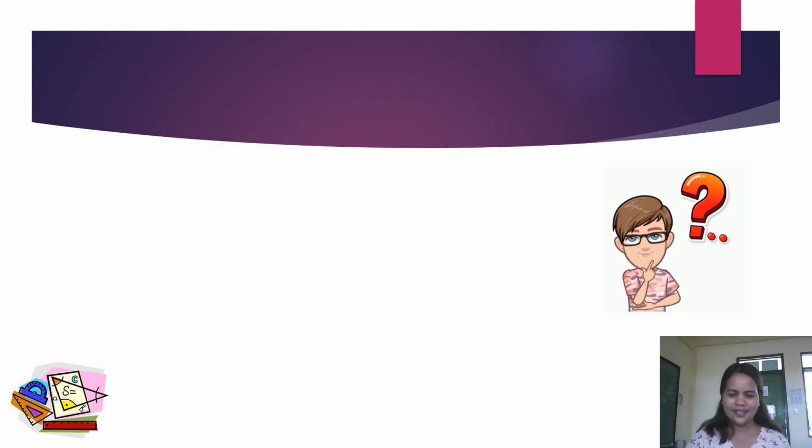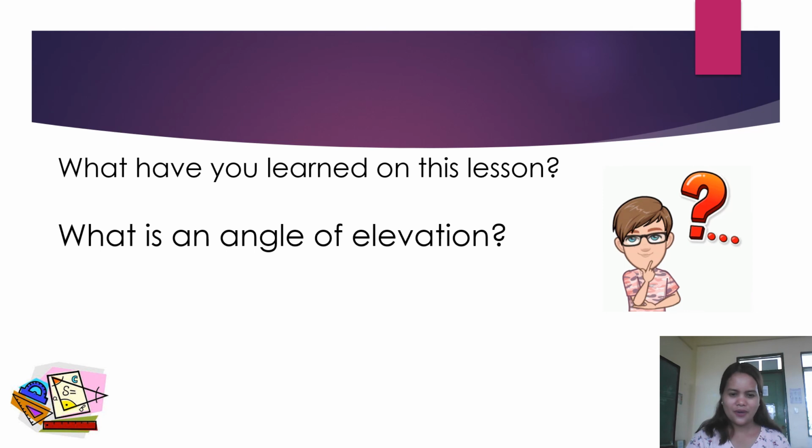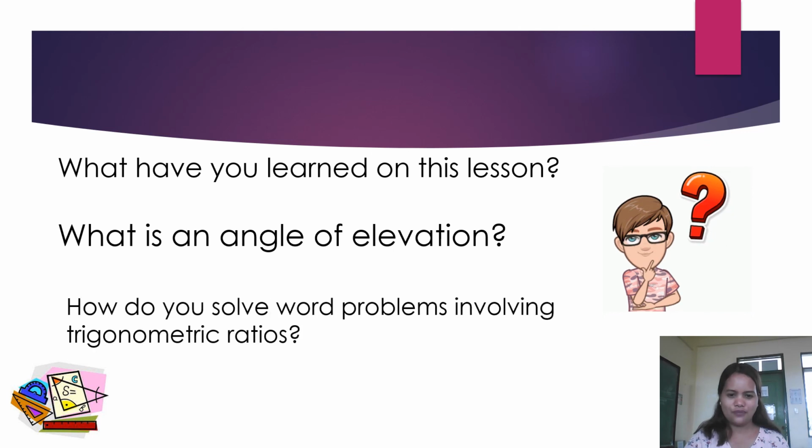Okay? Let us sum up for today's lesson. What have you learned on this video lesson? What is an angle of elevation? So, based from our discussion, angle of elevation is the angle formed from the horizontal line of sight upward to the object. Okay, so we have angle of elevation. Then how do you solve problems involving trigonometric ratios?